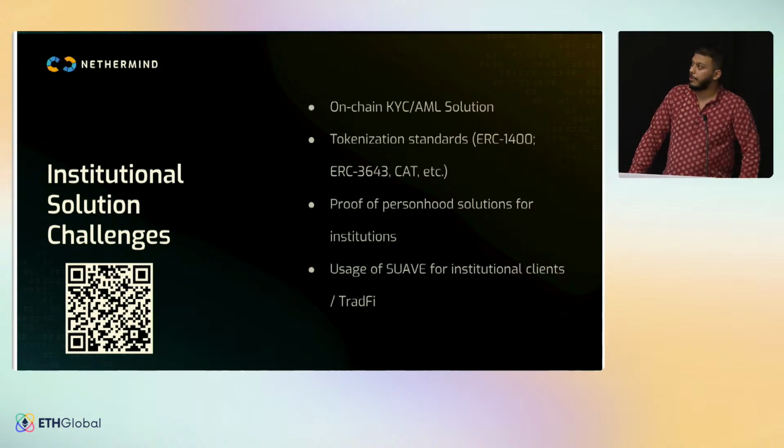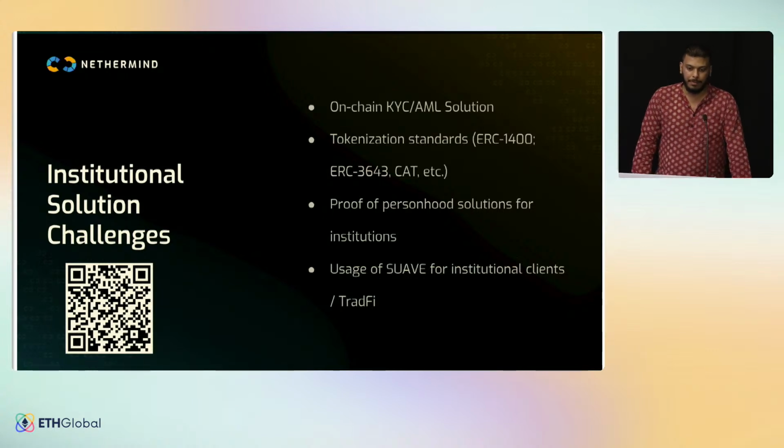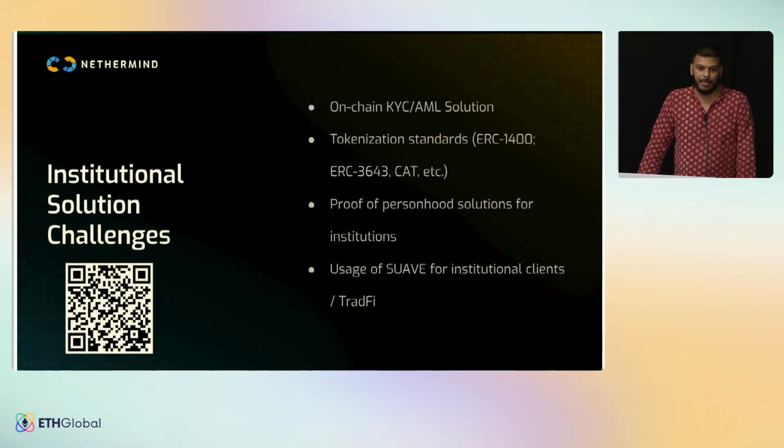Some other solutions that might be interesting for you is on-chain KYC AML. There's ZK tech, so you can make it privacy preserving as well. Tokenization standards. How can we bring the old assets on-chain? How can we make them cross-chain? How can we enable people to trade them with the ZK KYC? Proof of personhood solutions for institutions. How can we make sure that the people who are trading these assets are safe and not going to use them for wrong reasons?